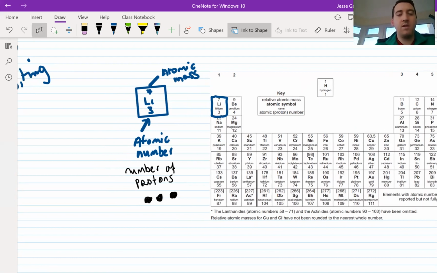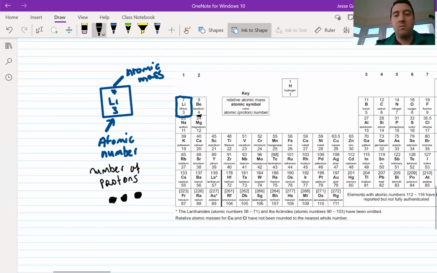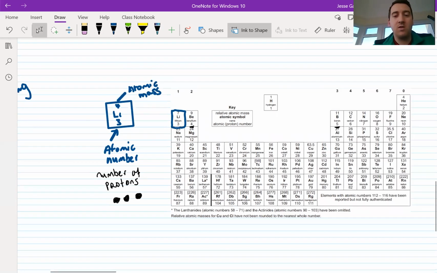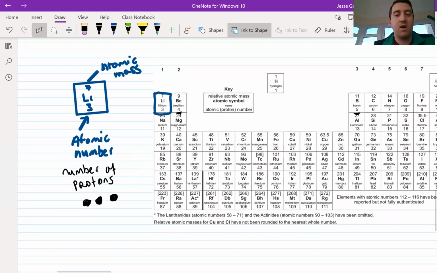If I took beryllium, the atomic number is 4. That would mean it has 4 protons. If I took the number 5, boron, it's got an atomic number 5. That means it's got 5 protons, and so on. And it is this, the atomic number, that makes elements unique. So no 2 elements have the same atomic number because no 2 elements have the same number of protons. That's what makes them unique.